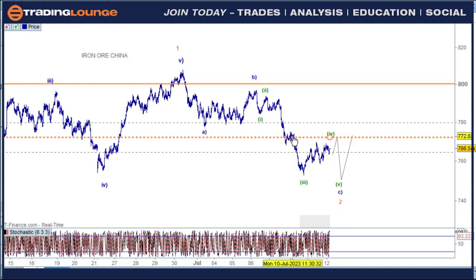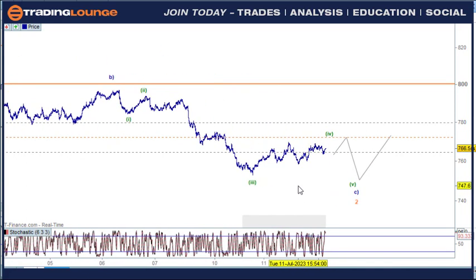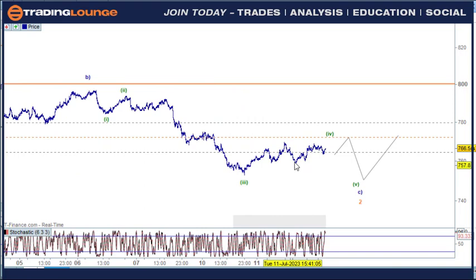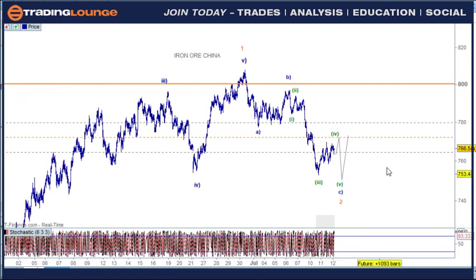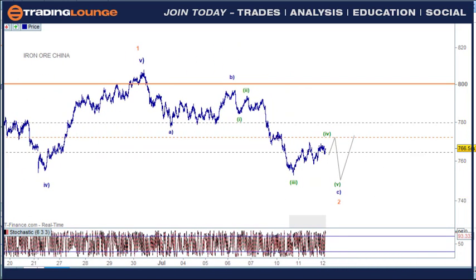So that's the wave 4 of 1 less degree. So I'm thinking that if I give it a bit of space, it's got 1, 2, 3, 4, 5. It could have one more push and then have one more low here. But if it finds support on this 772, then we'll be going up from that point. And if that's the case, then you can buy Rio, FMG, those sorts of things.